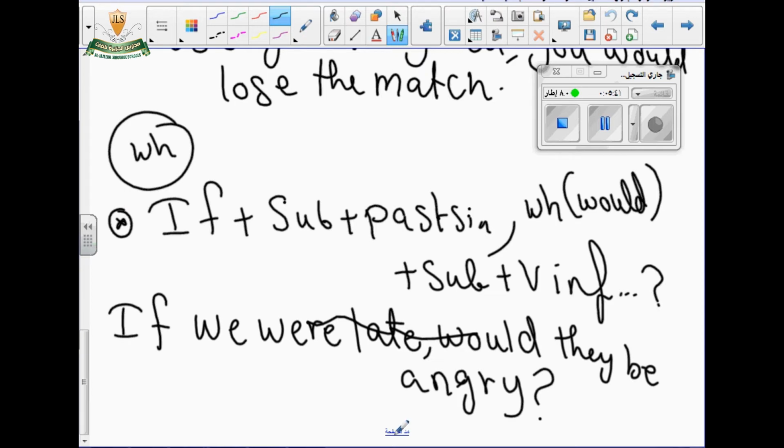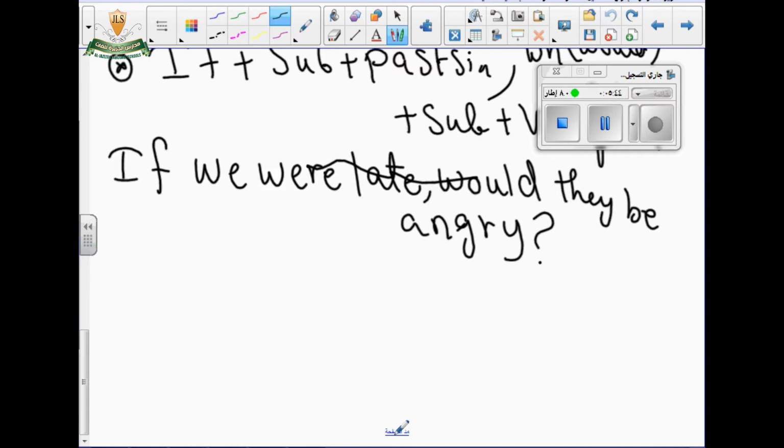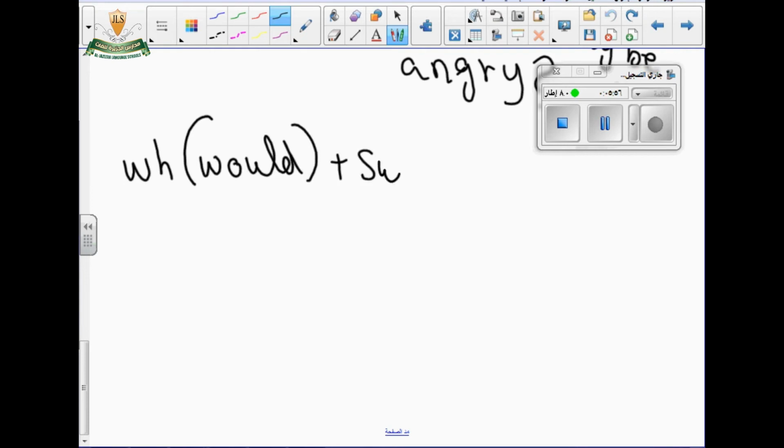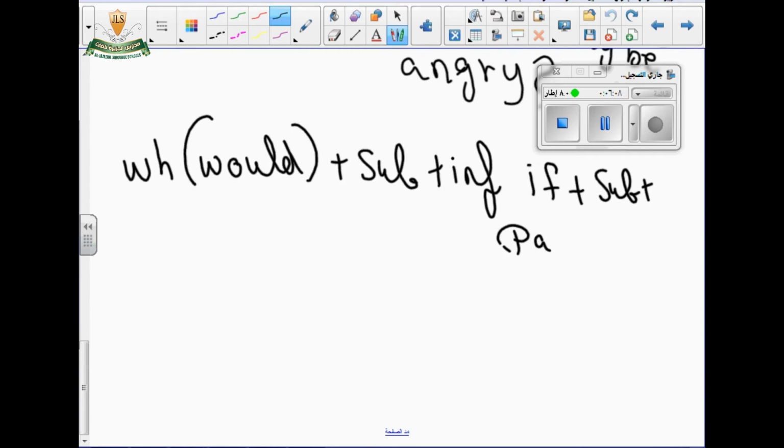The second type is WH or just would, plus subject plus infinitive. I don't put a comma, I put if plus subject plus the past simple.